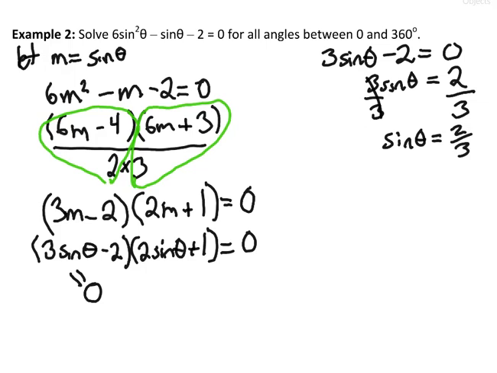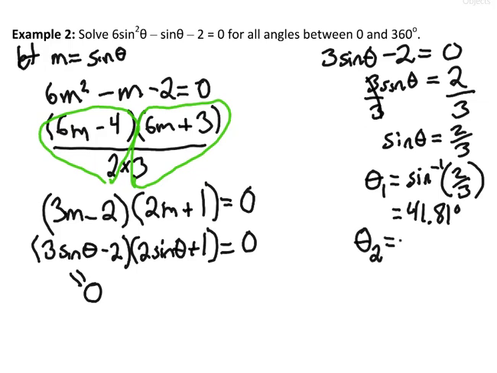So to solve for theta here, this is not a special angle, so I can't be drawing sort of a unit circle to figure it out. I have to use just my calculator. So theta 1 will be the inverse sine of 2/3. And when I do that on my calculator, I get 41.81 degrees.